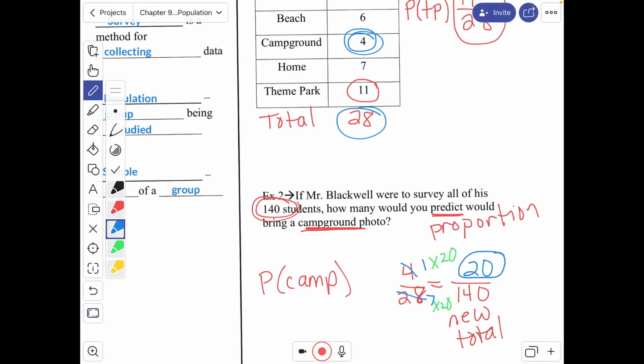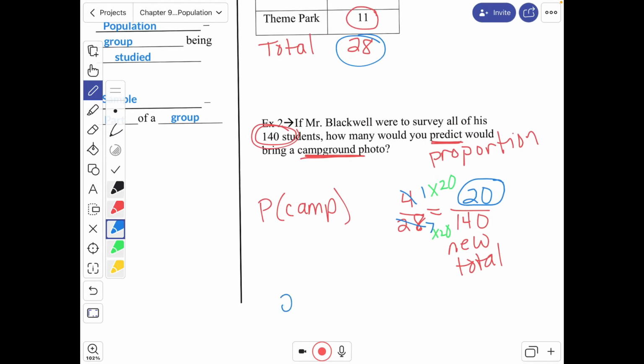We were looking for the missing number so we can make a prediction. If I were to survey 140 students based on the sample, 20 of those should provide a picture of a campground. So 20 people is the answer.